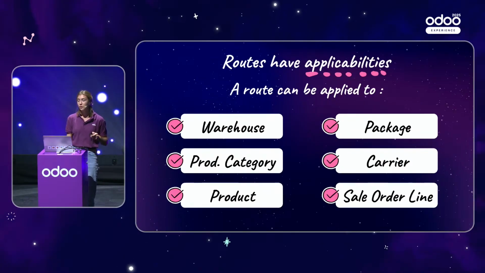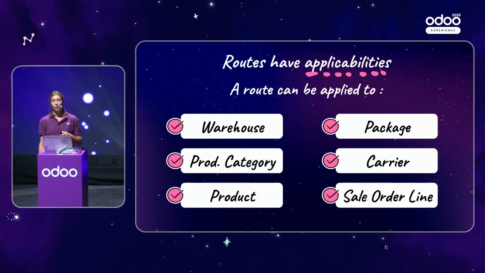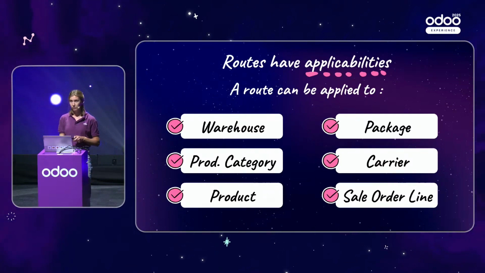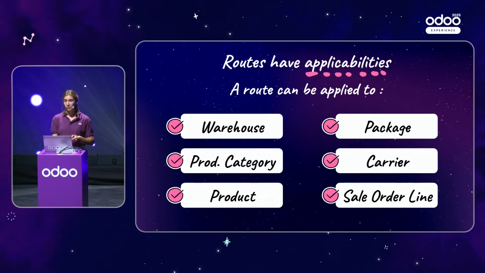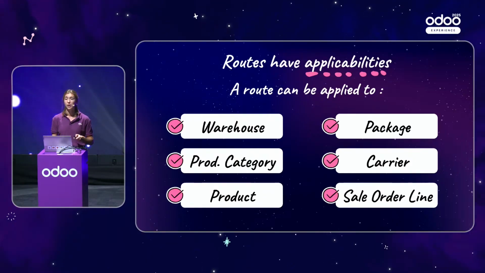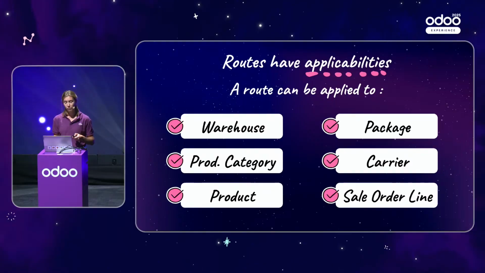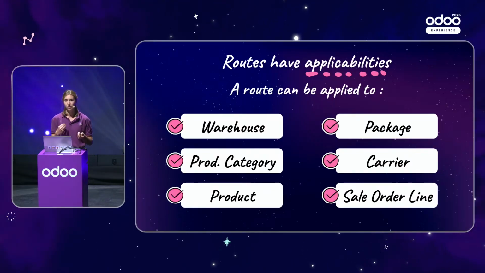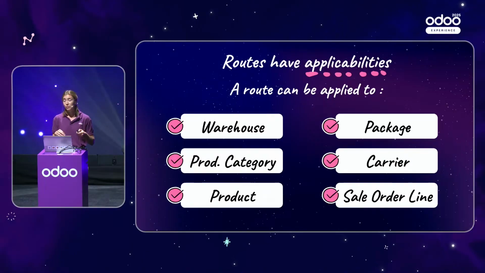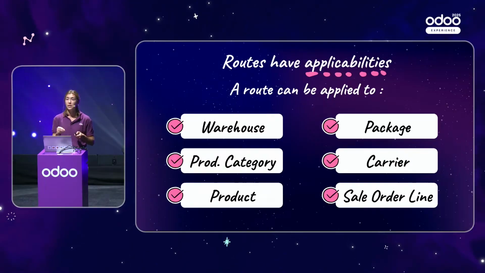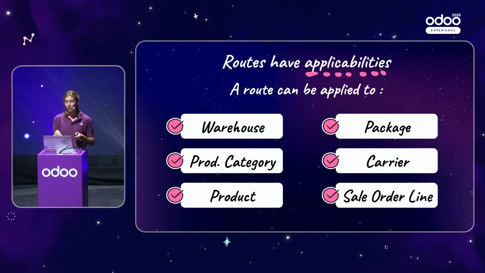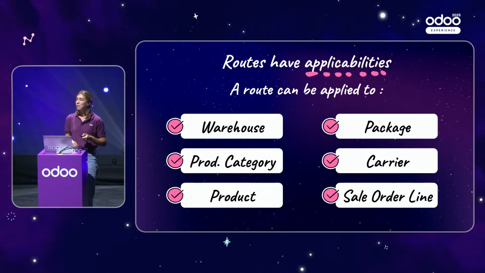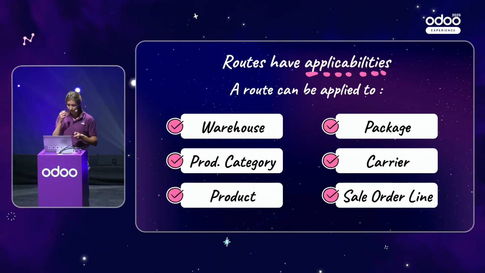Then, routes have applicabilities. A route can be applied on a warehouse, product category, product, and so on. If a route is applied on a warehouse, it means that all the products going through this warehouse will follow this route. If a route is applied on a product, only the selected product will follow this route. If a route is applied on a sale order line, only the specific product on the sale order line will follow this route.